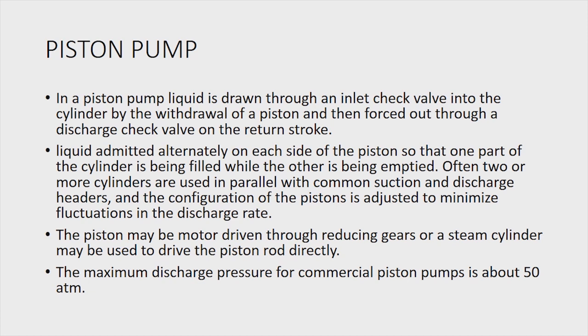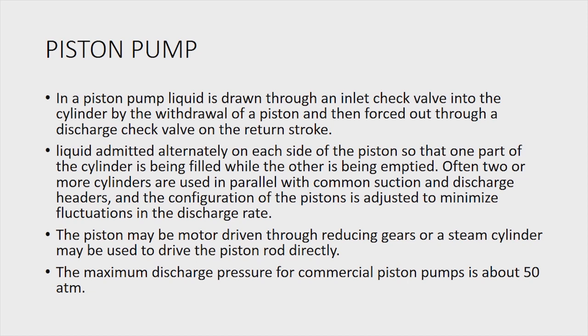In a piston pump, the liquid is drawn through an inlet check valve into a cylinder, and there are two cylinders. When liquid enters one cylinder and the other cylinder is empty, it is pushed by a piston to the other cylinder and thrown out. The liquid is admitted alternately on each side of the piston, so that one side is filled while the other is emptied.